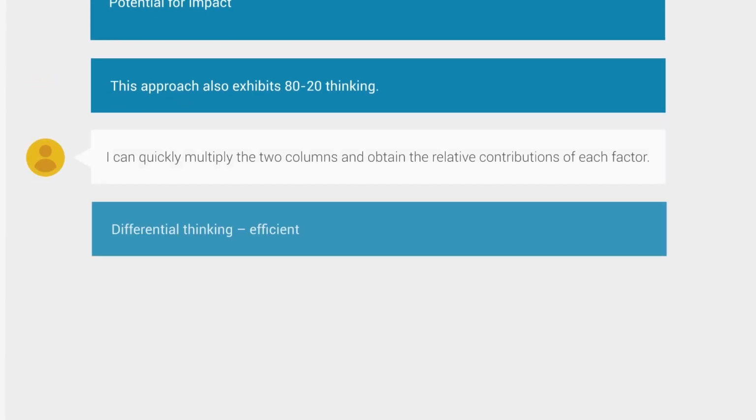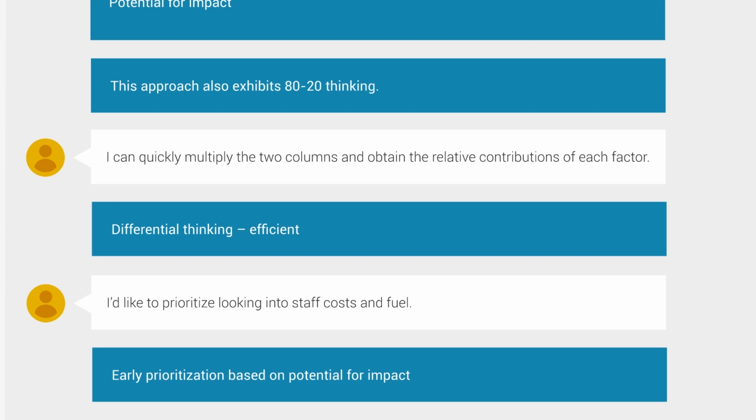The candidate ran the numbers efficiently, using differential thinking, that is, multiplying shares and growth rates instead of figuring out absolute values. You can learn more about efficient calculation in the consulting maths and differential thinking videos from our Case Academy. After completing their calculations, the candidate identified the biggest cost buckets and prioritized them, as they were probably the ones with the highest potential for impact.